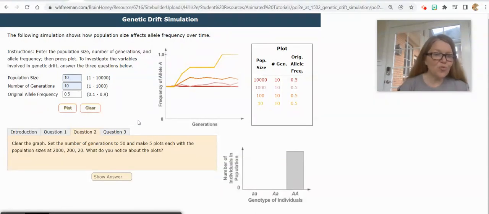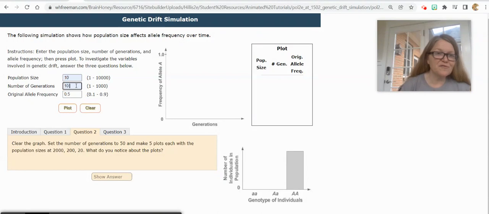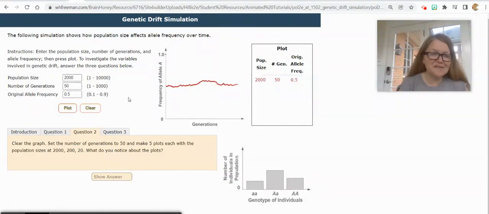Okay, so we're going to go ahead and experiment again. We're going to clear the graph, and we'll set the number of generations to 50. And we're going to plot 2000. Can you all predict what kind of line we're going to see on the graph? Yeah, relatively stable. Okay. We're going to reduce the population to 200 and plot again. A little more dramatic. And then we reduce the population to 20.